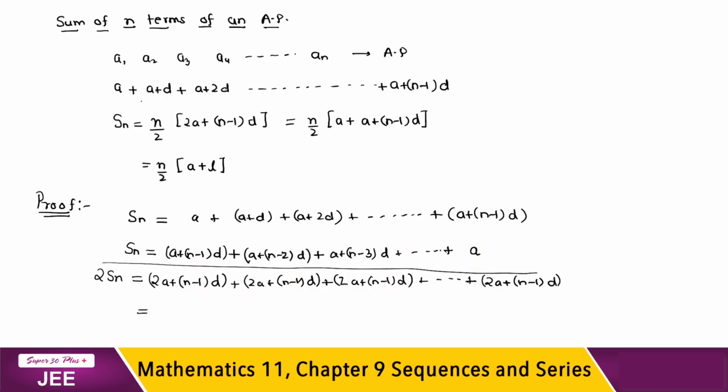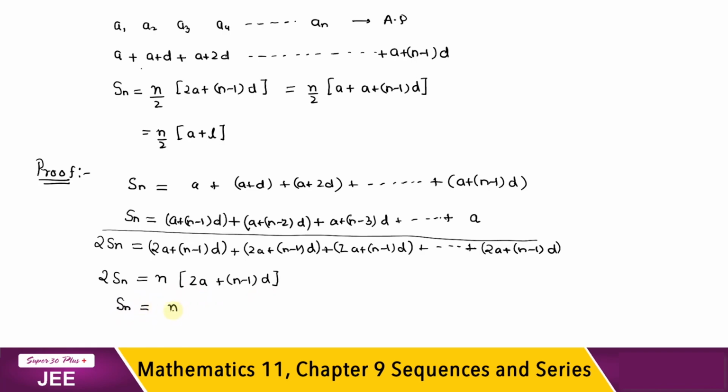That is why this sum in the RHS becomes equal to n multiplied by (2a plus (n minus 1)d). So basically 2 times Sn is equal to this much. So Sn is equal to n by 2 times (2a plus (n minus 1)d). And hence we have proved the formula of sum of n terms of an AP.